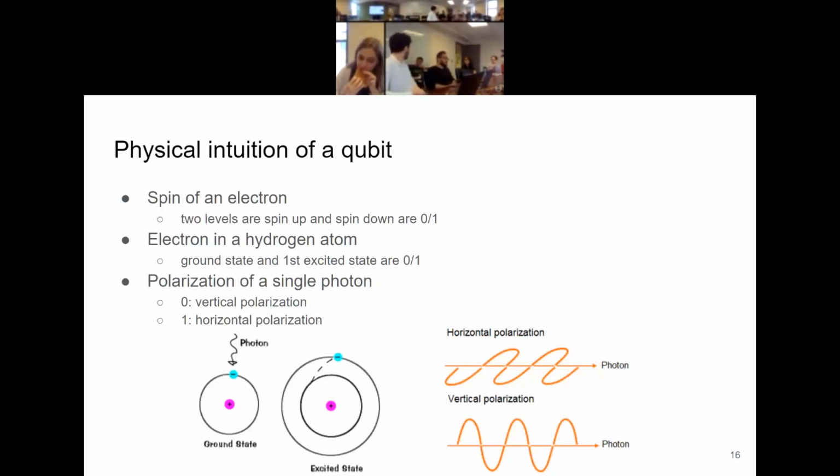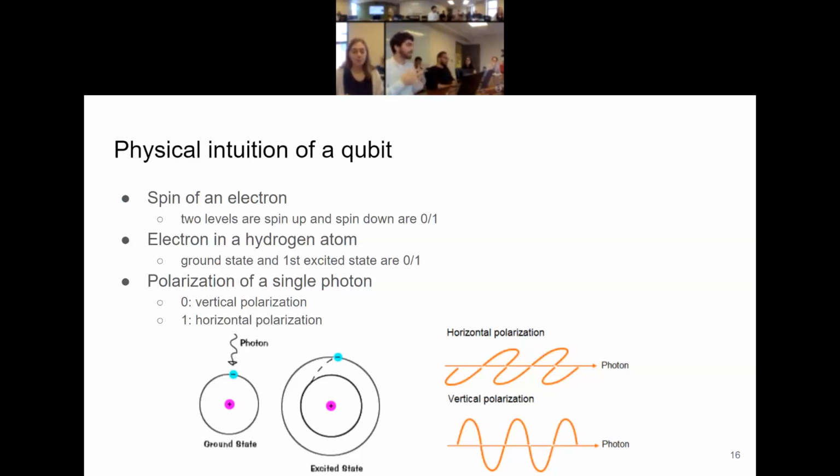Is the photon's polarization quantized in the same way as an electron state or spin? It's definitely quantized. I'm not sure if it's an exact analog to the spin, but it is quantized, yeah.